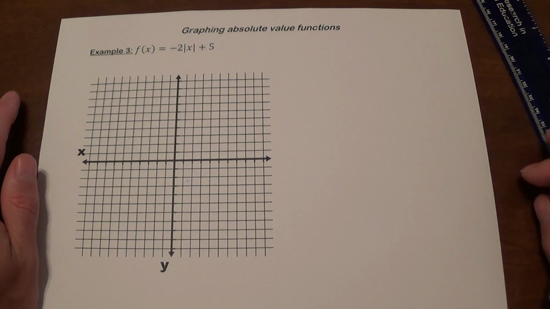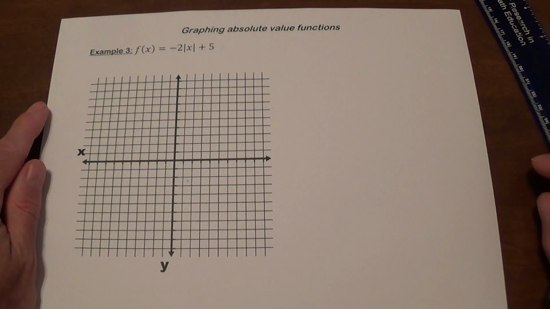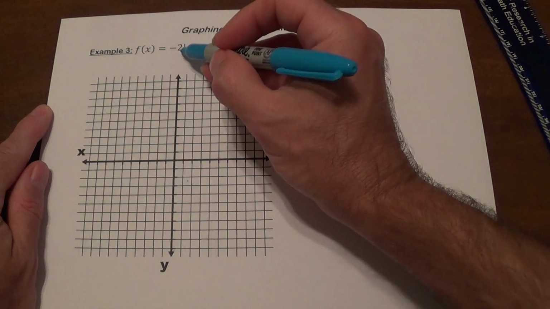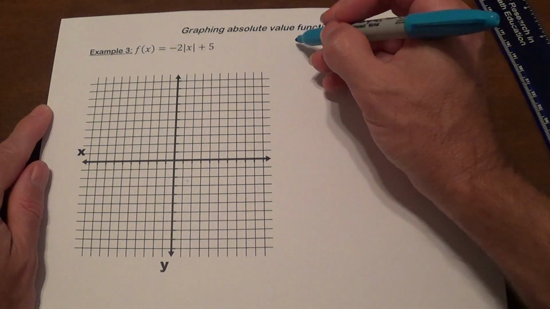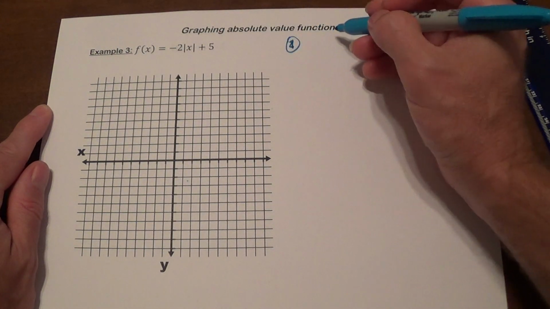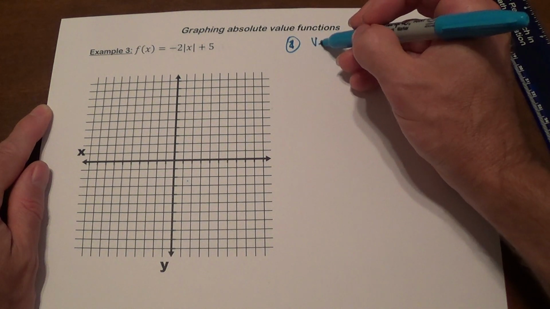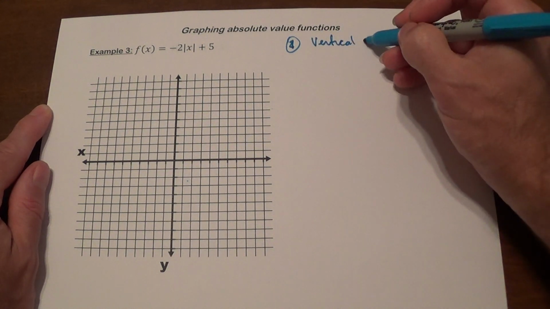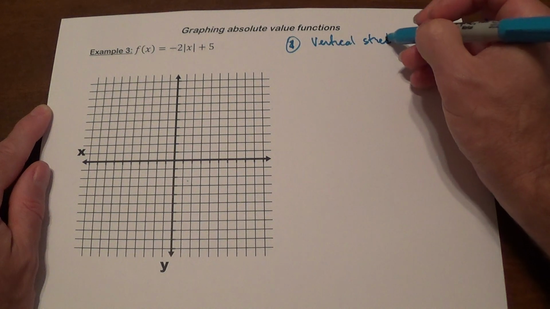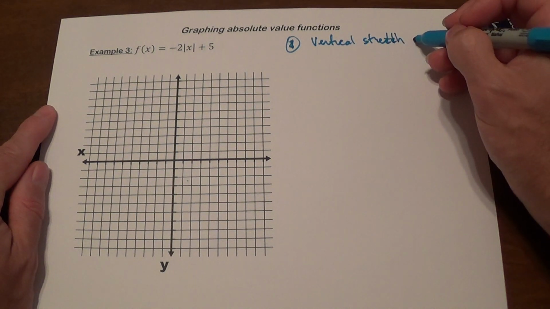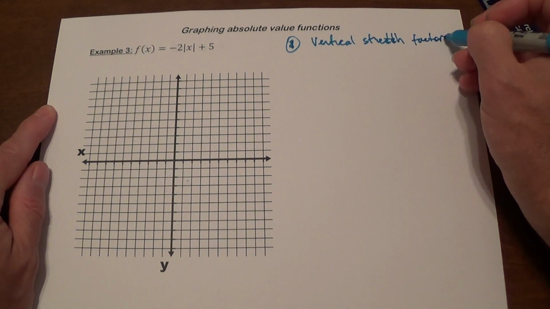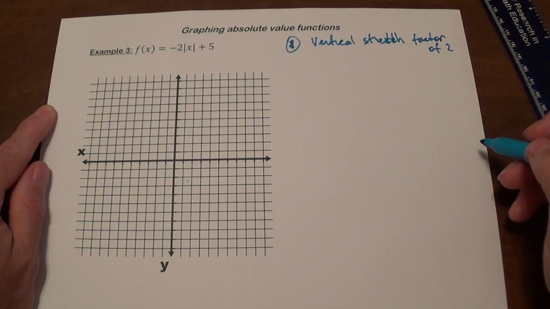Now we have -2 times the absolute value of x plus 5. We have 3 things happening here. First of all, we multiply the absolute value by 2. That's a number that's greater than 1, so it's going to be a vertical stretch with a factor of 2. And that means we are going to multiply our y values by 2.